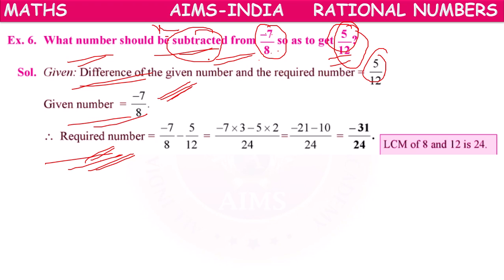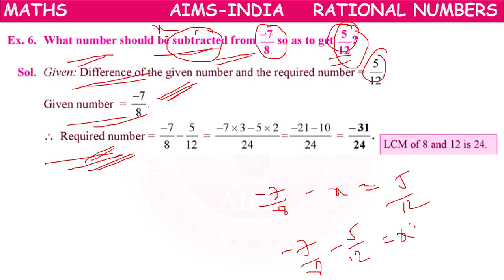So you can write like this. From minus 7 by 8, if we subtract x, we should get the result 5 by 12 as difference. Minus x will go this side. Minus 7 by 8, this 5 by 12 will come this side. 5 by 12 equals the required number x. So required number x equals first number minus difference. Or without writing like addition, direct also we can do.